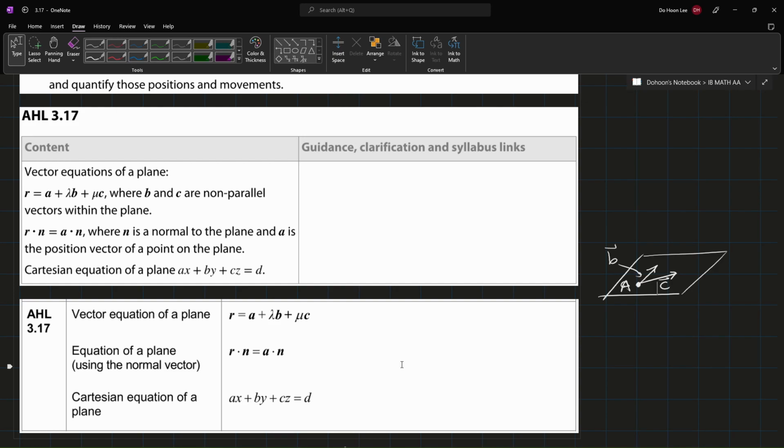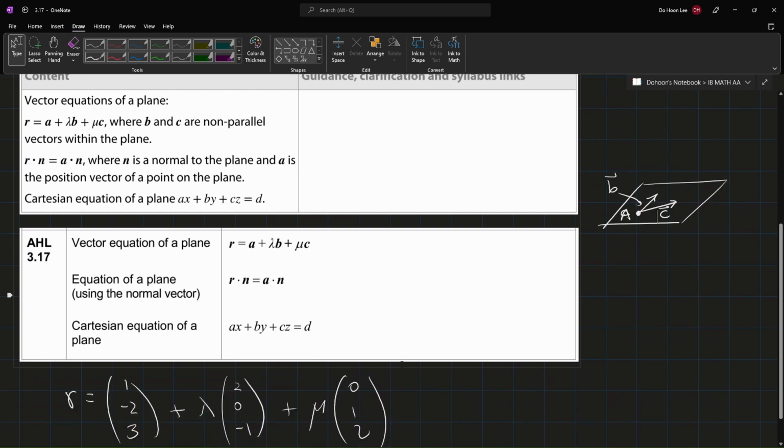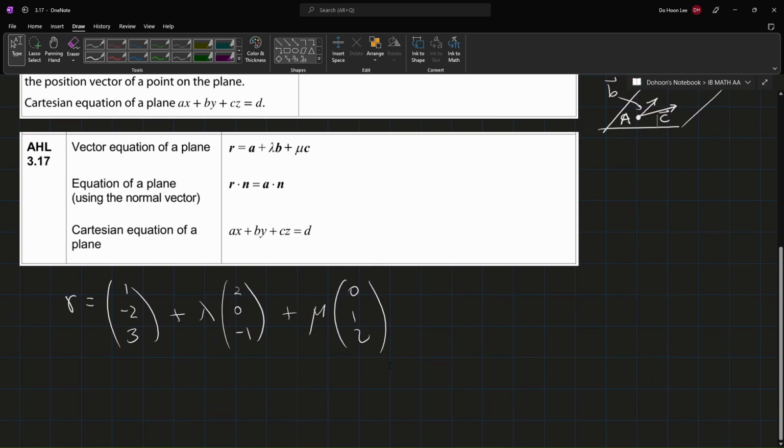Now let's try an example using the vector equation of a plane. In this case, my position vector will be (1, -2, 3). And I'll have my lambda, which is a parameter, and (2, 0, -1) will be my first direction vector. Mu will be my second parameter, and (0, 1, 2) will be my second direction vector.